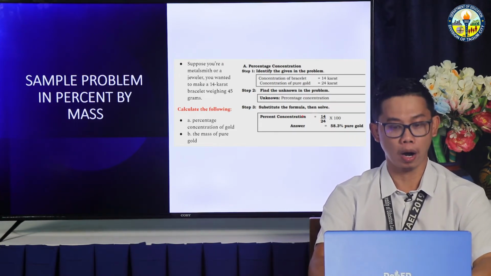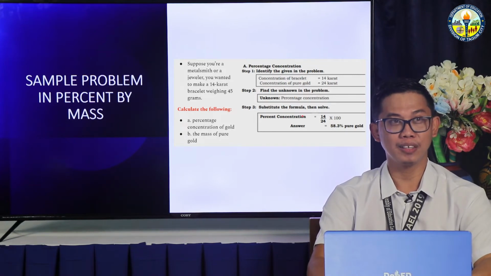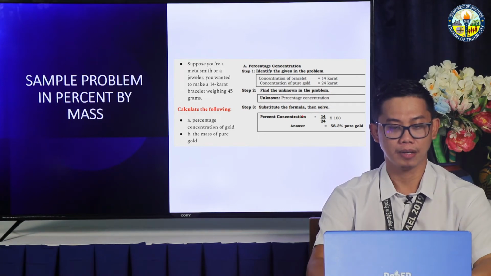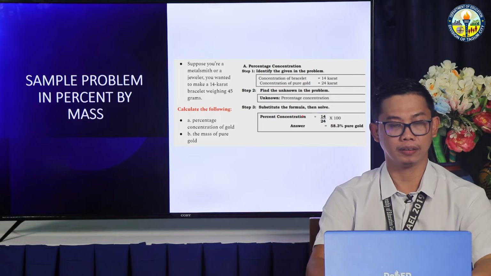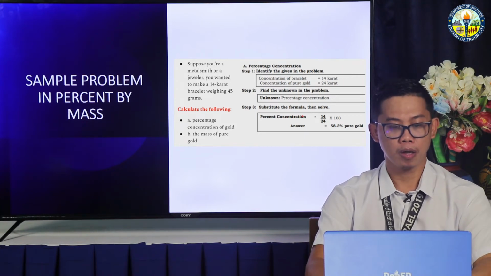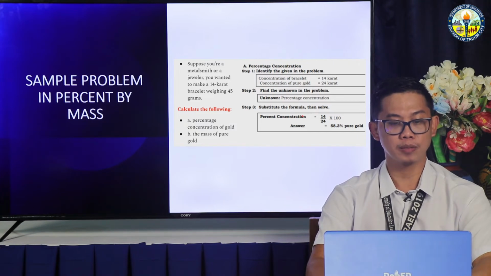For step 1, identify the given in the problem. Concentration of bracelet, 14 karat. Concentration of pure gold, 24 karat. For step 2, find the unknown or asked in the problem. The asked is percentage of concentration, or percent by mass or mass percent.